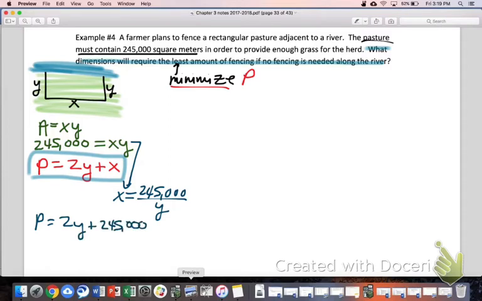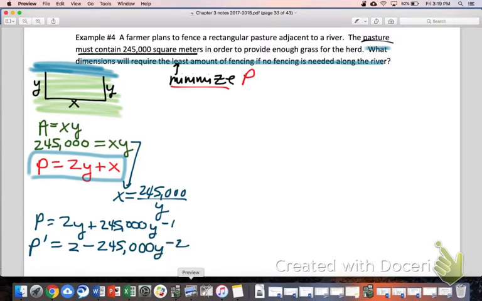I could write it over y, but I'm going to go ahead and write it as y to the negative 1. The reason why I'm going to do that is I know it's going to come next. Remember, if you are trying to minimize p, you're going to have to set p prime equal to 0. So I know I'm about to differentiate. So that's what I'm going to do. I'm going to write p prime equals 2 minus 245,000 y to the negative 2.